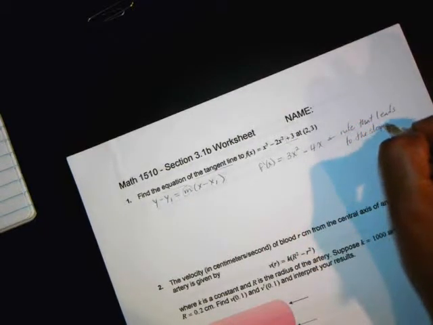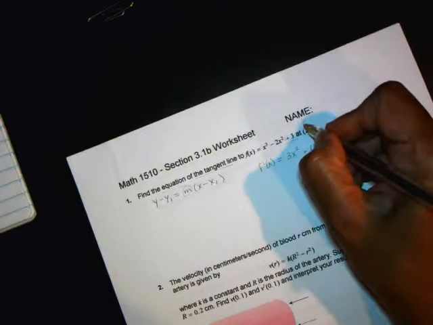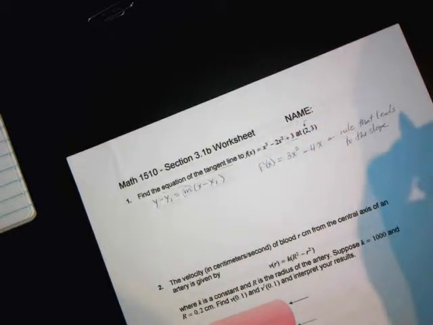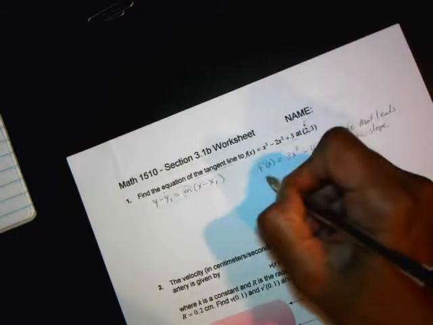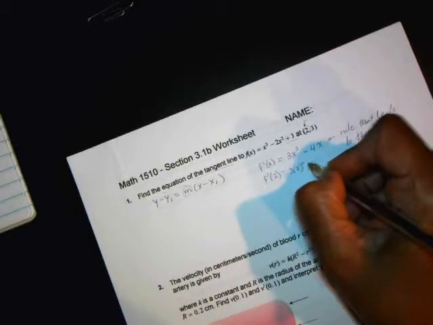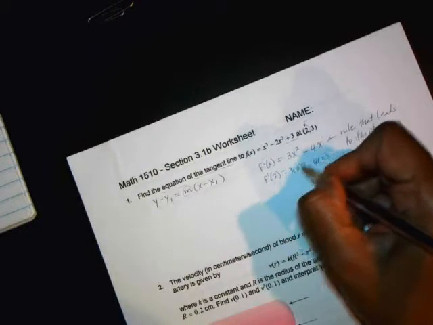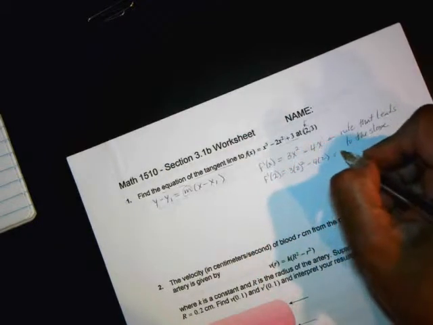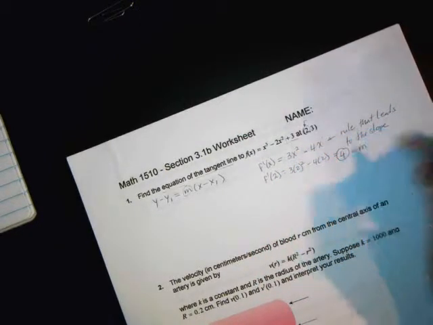This gives you the slope at any point, but we need the slope at this particular point when x is 2. So this x value will get substituted. F prime at 2 is 3 times 2 squared minus 4 times 2. That's 12 minus 8, which is 4. So this is going to be our m. M has to always be a constant.